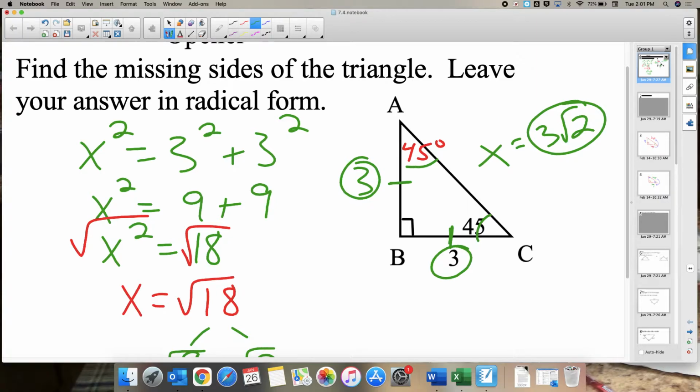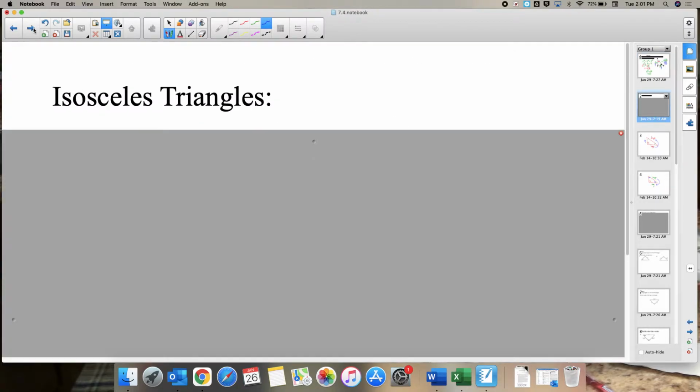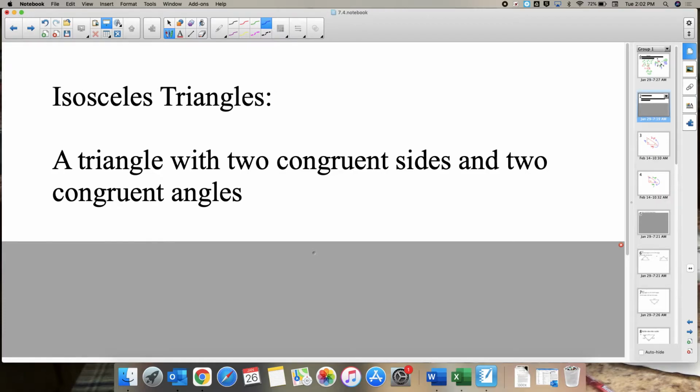In a 45-45-90 triangle, that will always be true. If I had 5, for instance, this side would be 5, and this side would be 5 times the square root of 2. If we had 7, this side would be 7, and this side would be 7 times the square root of 2. That relationship will always be there. That is why it is known as a specialty right triangle. In that 45-45-90 triangle, that triangle will be isosceles. It is a triangle that has two congruent sides, and that 45-45-90 talks about it being two congruent angles.